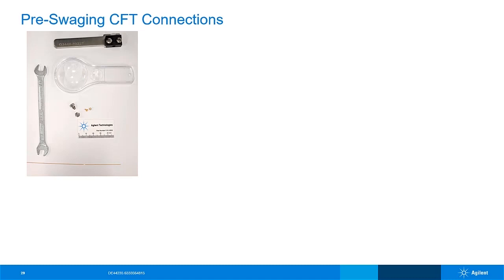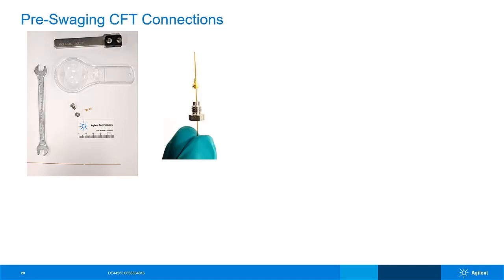So you'll need your fused silica column. In this case, it's a 0.25 millimeter diameter column. The corresponding gold ferrule for that column diameter, which we have here. A CFT nut, the pre-swaging tool, a ceramic column cutting tool, a magnifying glass, and a 1/4 inch wrench.